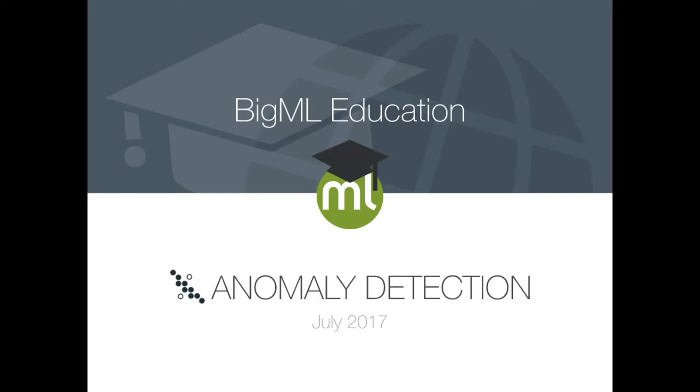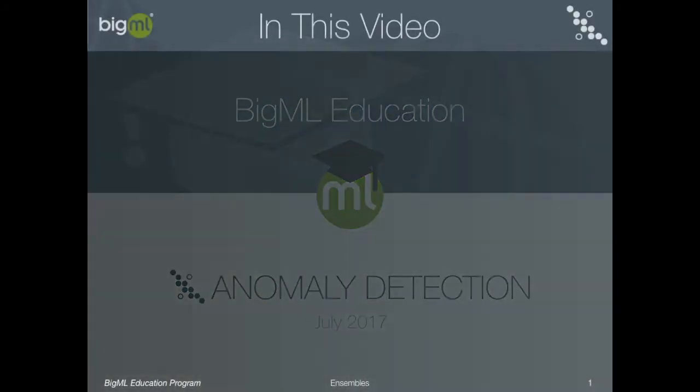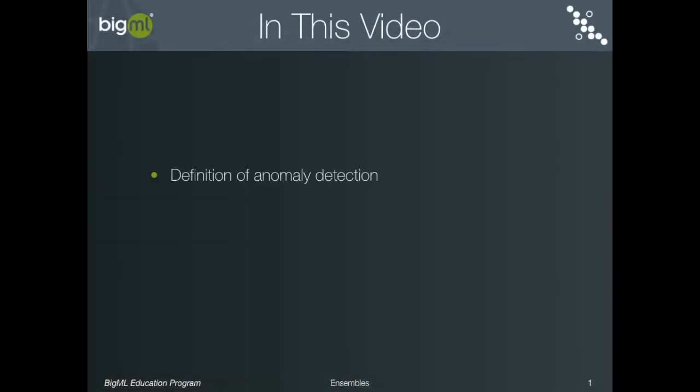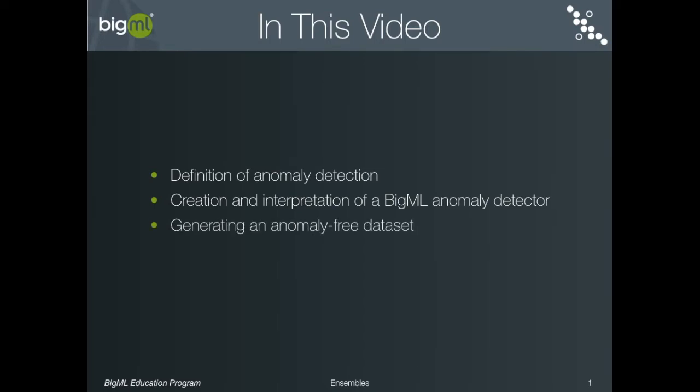In this video, we'll be talking about anomaly detectors, what they are, and how they can be used. First, we'll discuss anomaly detection, what it is, and the models BigML uses to detect anomalies. Next, we'll show you how to create an anomaly detector from a BigML dataset and how to interpret the resulting anomalies. After that, we'll show you how to filter out anomalies from your training dataset to generate a new anomaly-free dataset. Last, we'll show you how to generate a new dataset using this anomaly detector with anomaly scores for all input points.